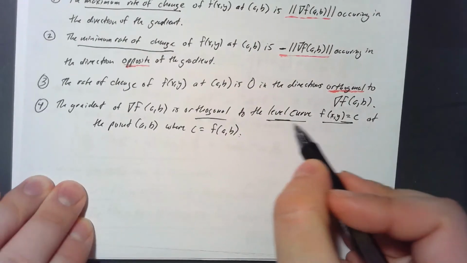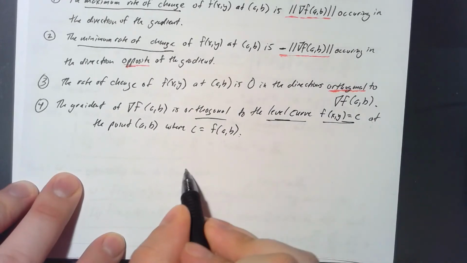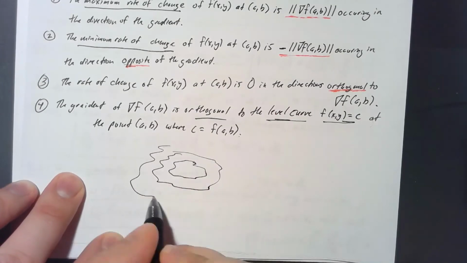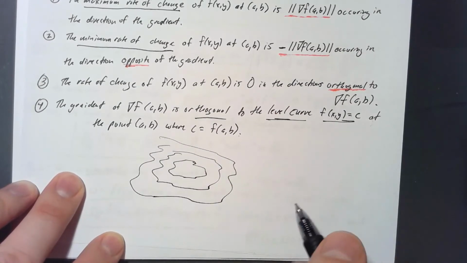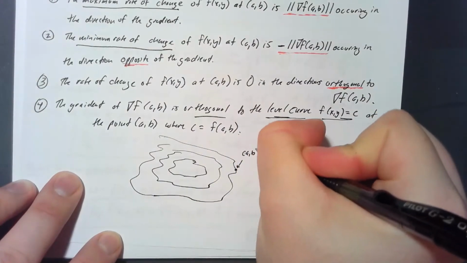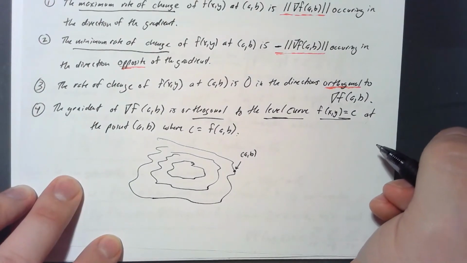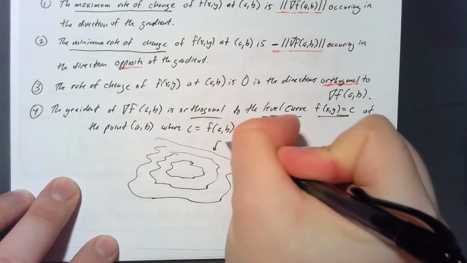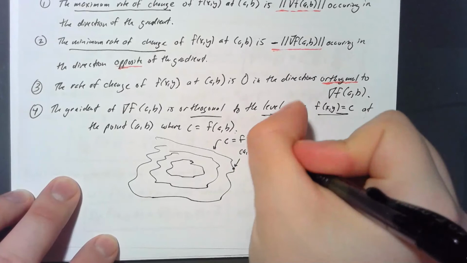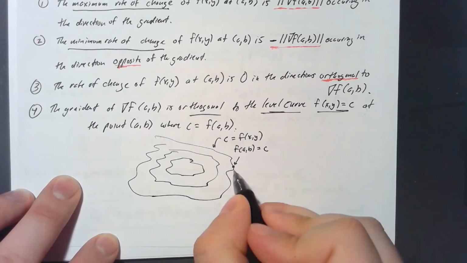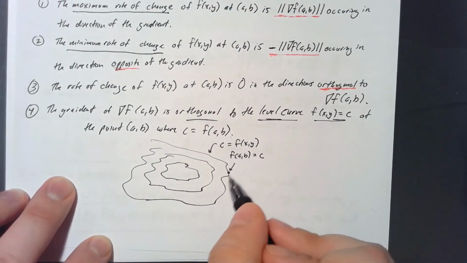Let me go back to this level curve thing, because I could elaborate better on this. Remember when we did contour lines? If that was a contour line, and this is a contour line, and so on. Let's say this right here is the point AB on a particular contour line. This right here is the curve, and this is the function at that curve. Then the gradient at this point will be orthogonal to it.